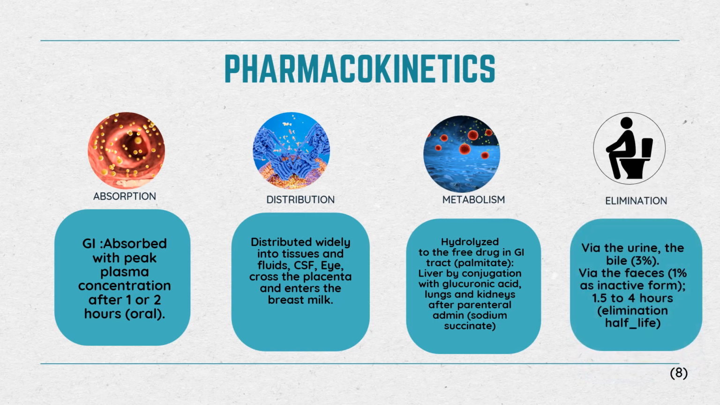Chloramphenicol and its metabolites are primarily excreted through the kidney via urine. 3% is excreted through bile in feces, and 1% in an inactive form via feces. The elimination half-life of chloramphenicol typically ranges from 1.5 to 4 hours, indicating that it's relatively short-acting.